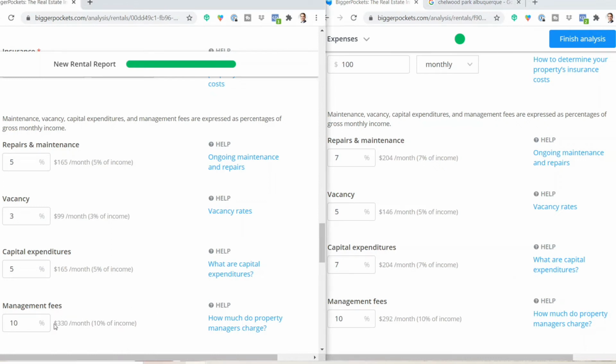And of course, like I said, we're doing 10% for management fees. It's in some cases a little bit higher than that when you calculate in re-rent fees and cleanings, but for the most part, 10% is relatively accurate.